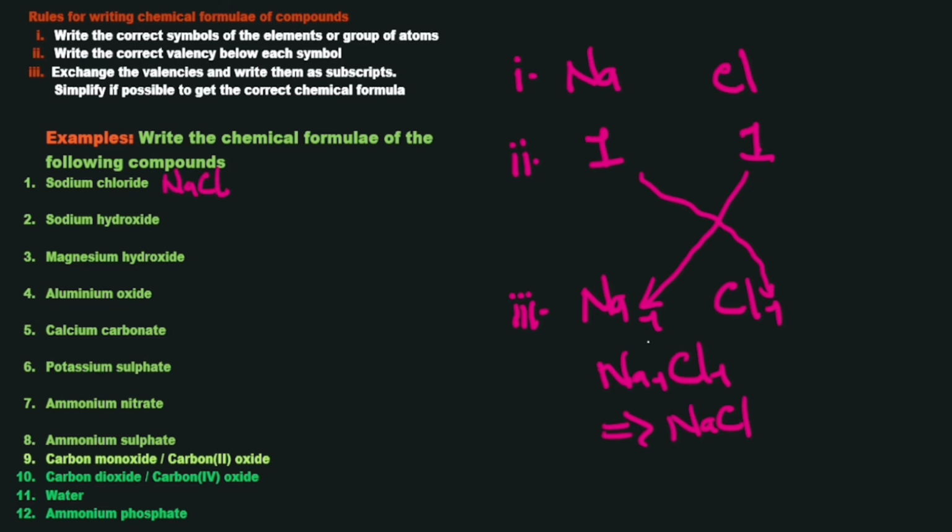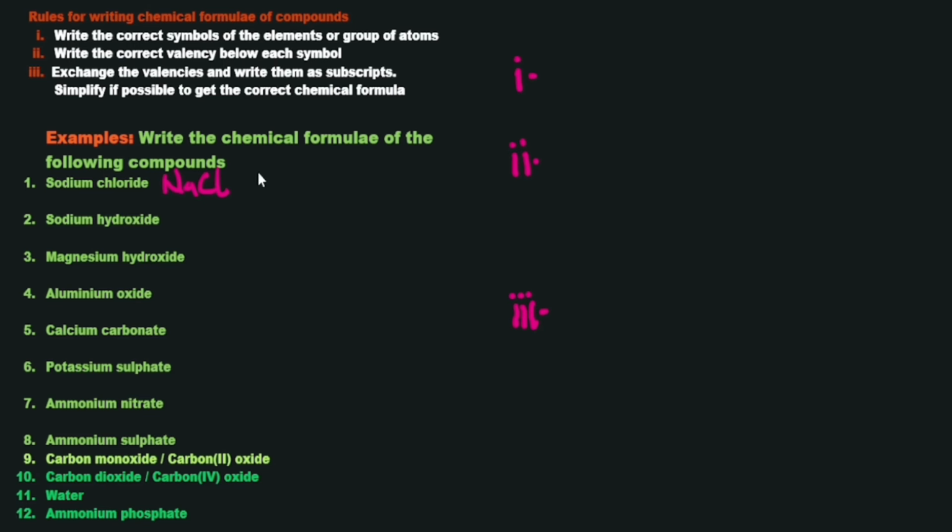NaCl. Now, what do you realize here? You realize that when writing the chemical formula, you don't give space between the symbols. So what we do here on the right is just a procedure to help derive the correct chemical formula of a given compound. Now, the next compound that we have is sodium hydroxide.